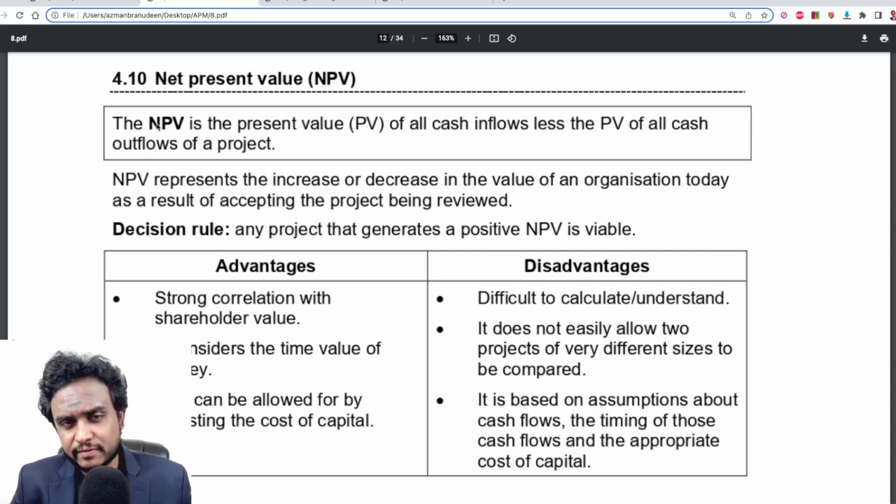It's quite an effective tool and metric to use to evaluate. When the NPV is positive, we say that we can accept a project. When it's negative, we say we will be rejecting it. So advantages: it has strong correlation with shareholder value.